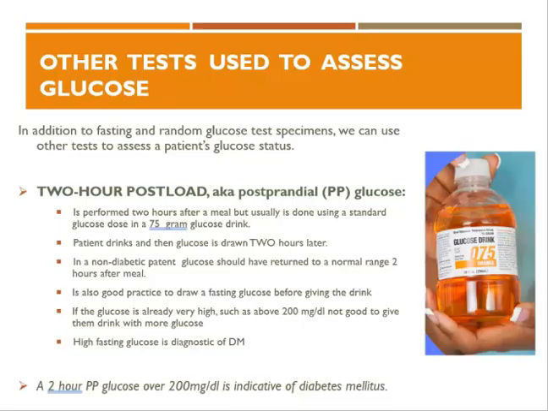So it is good practice to draw a fasting glucose before giving the drink. If the glucose is already high, such as above 200, it's not a good idea to go ahead and give the drink to make the glucose go higher. A high fasting glucose is already diagnostic of diabetes mellitus. A 2-hour postprandial or post-load test over 200 is indicative of diabetes mellitus.